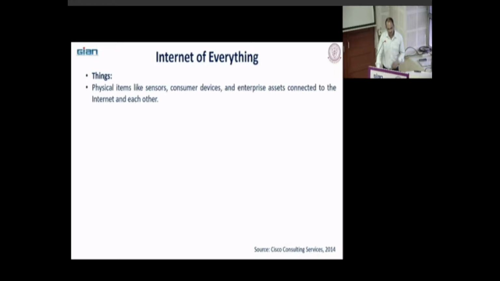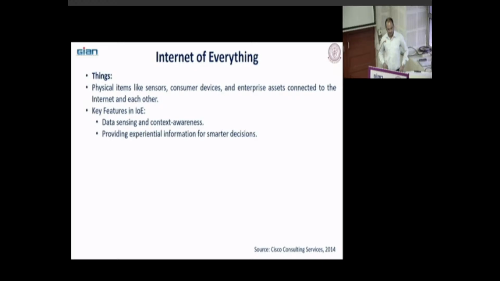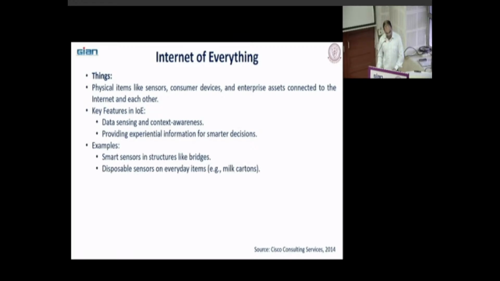Next one is things. Physical items like sensors, consumer devices, enterprise assets connected to the internet and each other. Key features of the Internet of Everything: data sensing and context awareness, providing experiential information for smarter decisions. Smart sensors in structures like bridges, disposable sensors on everyday items like milk cartons. So you can see when you want to dispose of those cartons and all those things.